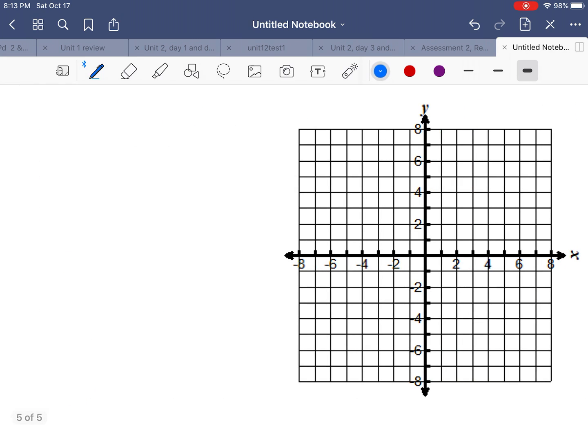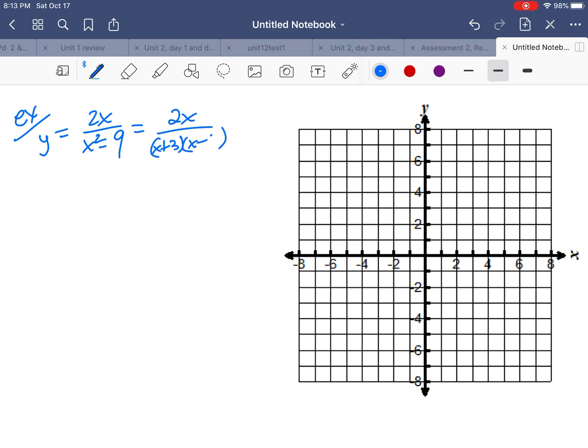All right, so let's see. The last example is this: y equals 2x over x squared minus 9. Now this factors: 2x over x plus 3 times x minus 3. So I'm going to have two vertical asymptotes. One is at x equals 3, one is at x equals negative 3. My horizontal asymptote is going to be y equals 0 because the top has an x and the bottom has an x squared.